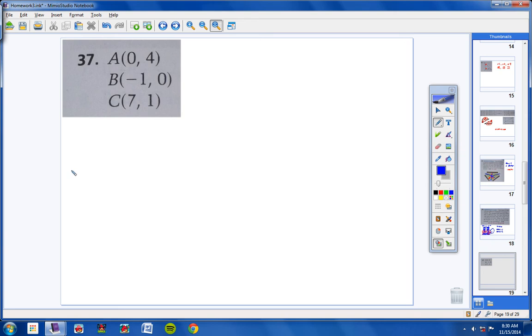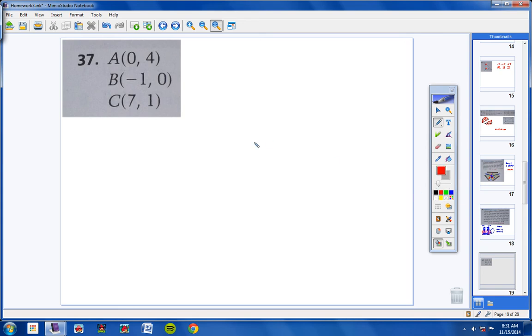All right, number 37 says to, hold on one second here. Do the points form a triangle? Why or why not? So here we go, very quickly. Do these points form a triangle? Now, guys, think about this for a second, please.